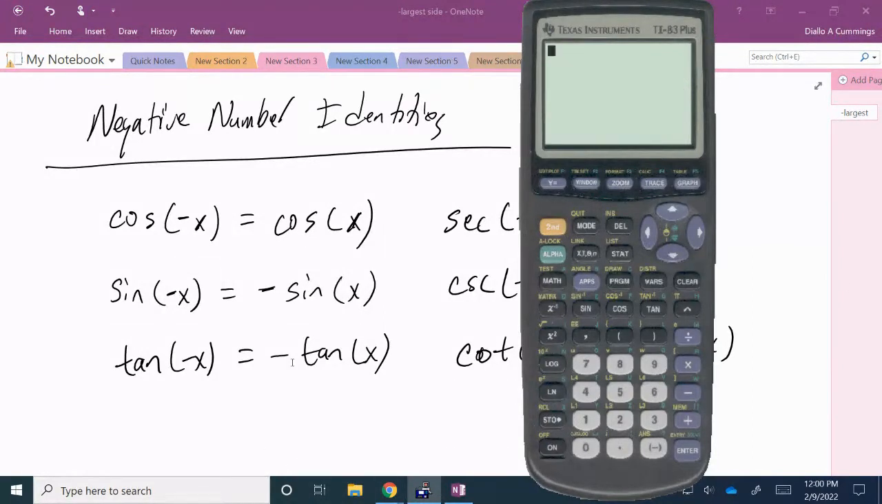So let's just kind of verify this first identity. It says that the cosine of a negative angle, so I'm just going to use 30. So the cosine of negative 30 degrees is 0.866. So from what this formula is saying is that the cosine of negative 30 degrees should equal the cosine of positive 30 degrees.